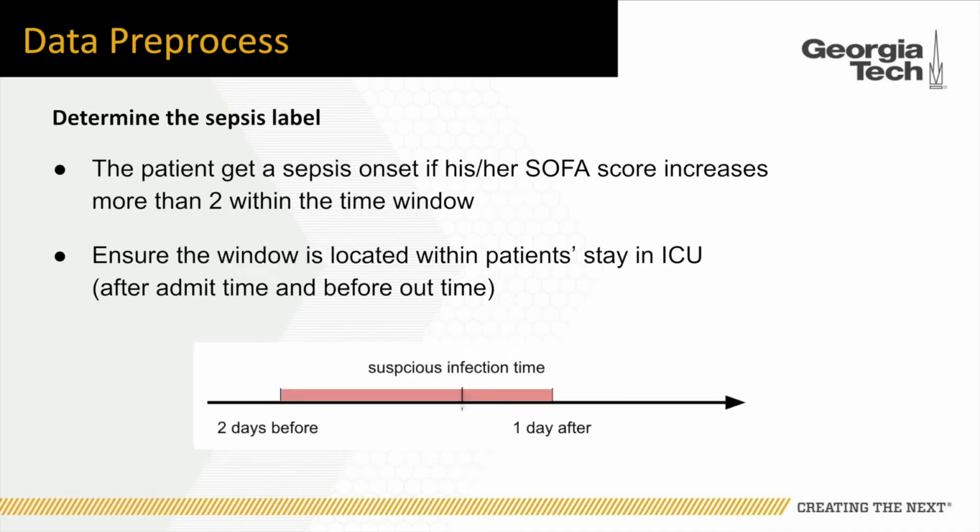Then I'm going to talk about how we determine the sepsis label. Actually, we observed the SOFA score from 2 days before the suspected infection time of a patient until 1 day after that infection time. If the score increased by more than 2 within the time window, we consider this patient to have a sepsis onset. And also we need to make sure that the window is located within the patient's stay in the ICU, which means the time window should start after the admit time and end before the out time.